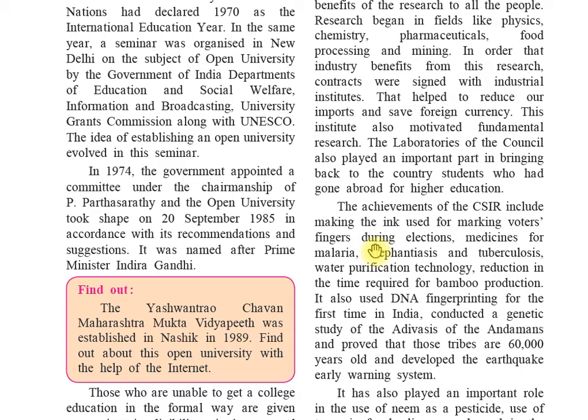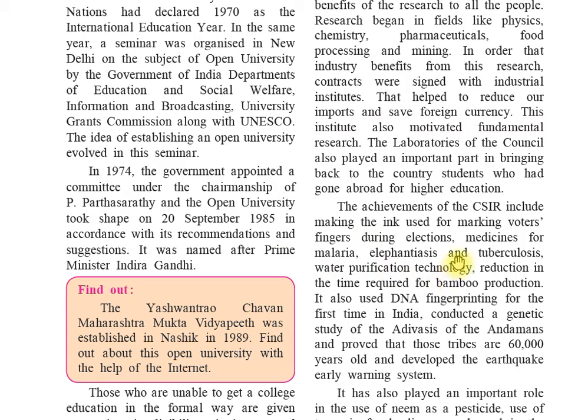medicines for malaria, elephantiasis, a sickness where your legs become bigger in size, and tuberculosis. Tuberculosis means sickness like TB. For all these sicknesses, medicine was prepared in India.